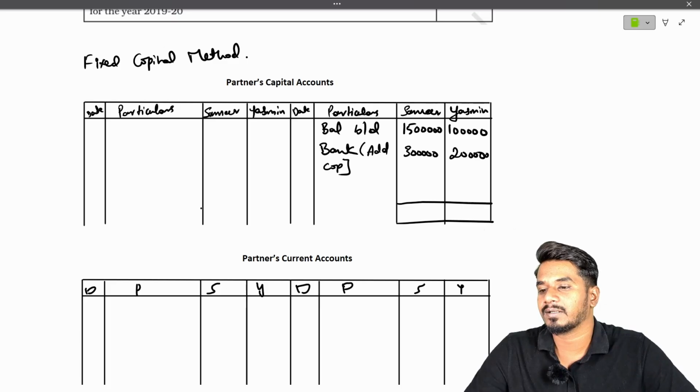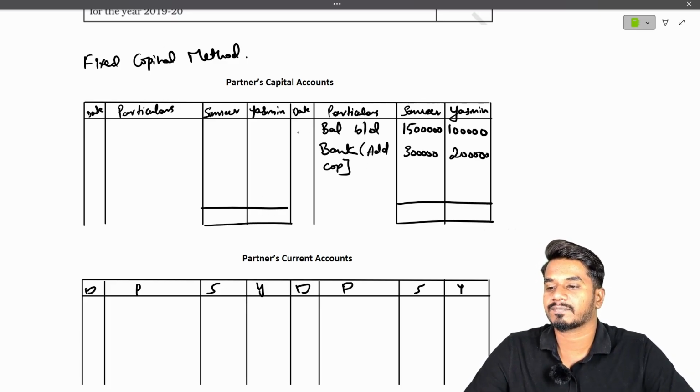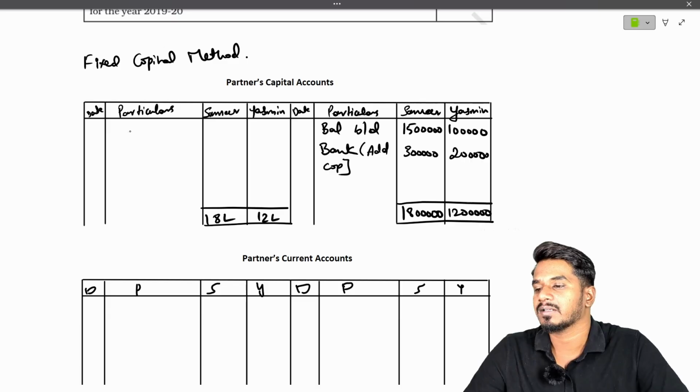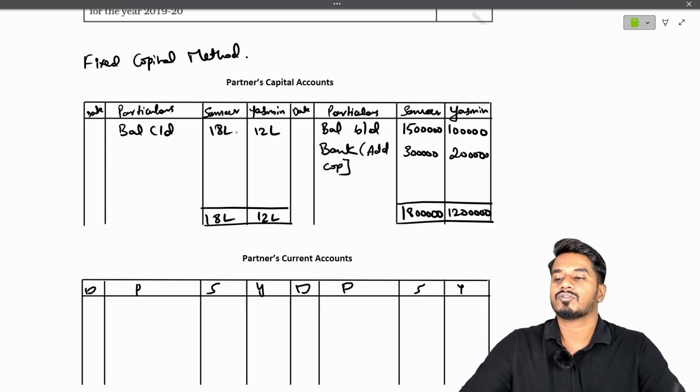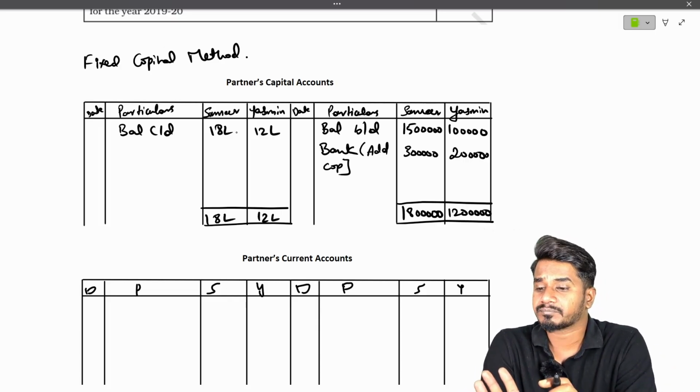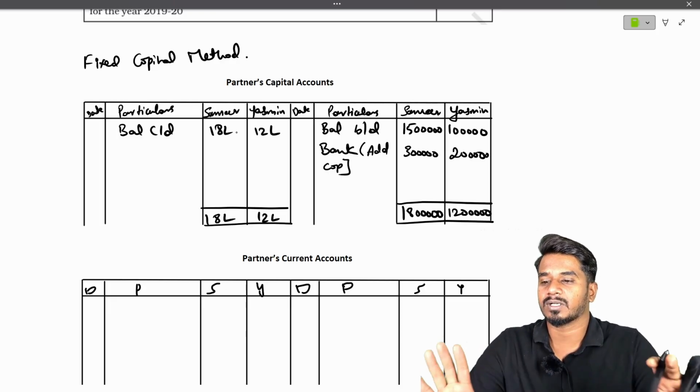Okay. Total it. Date. If the question specifies, you need to write the date also. This is 18 lakh rupees and this is 12 lakh rupees. 18 lakh and 12 lakh. Now here balance carried down same 18 lakh and 12 lakh rupees. Fine. This you have understood, I know clearly, right? This is very simple, nothing to understand.